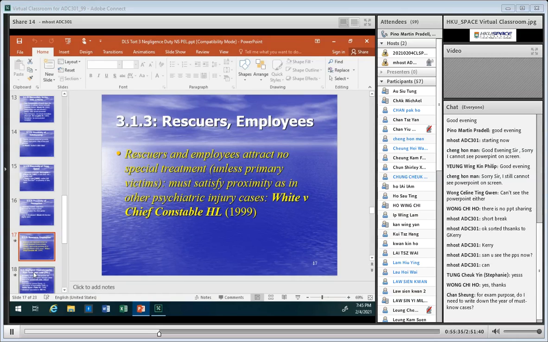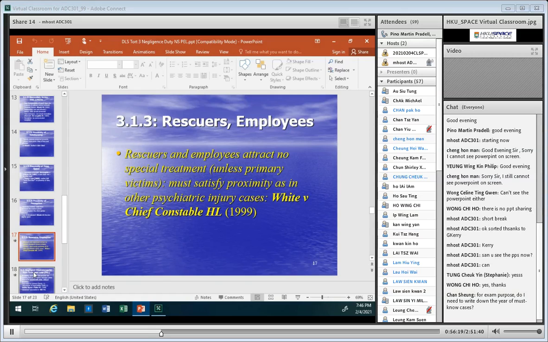So if you're a rescuer, you have to show proximity of relationship, which is a little bit unlikely, but still possible. Proximity of time and space, that's probably okay. You'll be there at the actual time and space, probably be satisfied. Perception, probably satisfied. Probably what would not be satisfied with rescuers would be proximity of relationship, maybe. Okay. And there's a case there called White and Chief Constable. White and the Chief Constable is a case saying that rescuers are not given any special treatment. And White and Chief Constable is actually on 2 pages. One's on page 81.